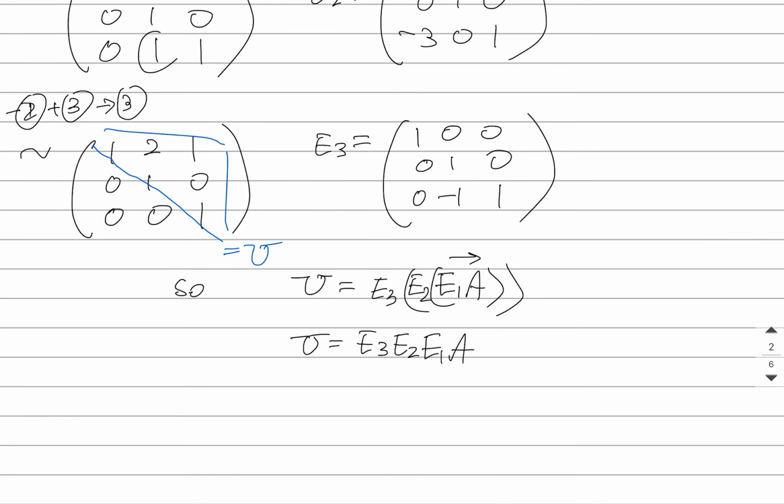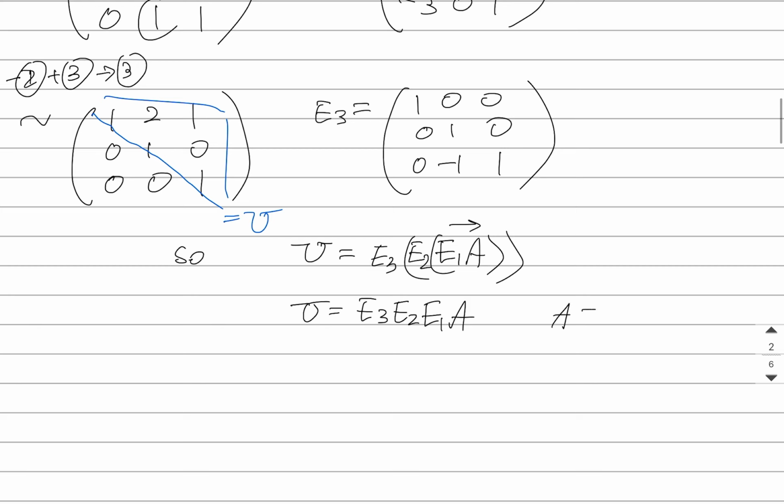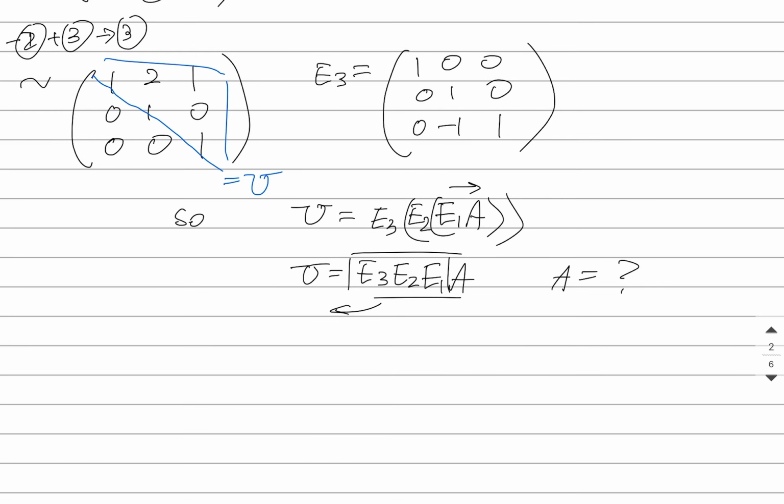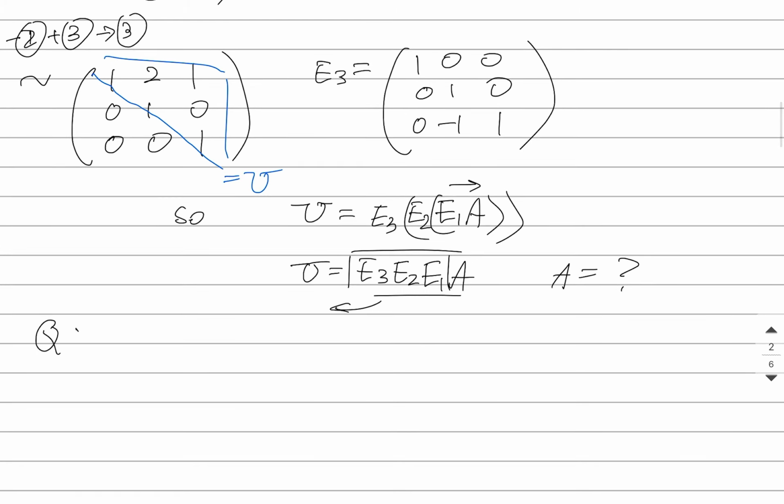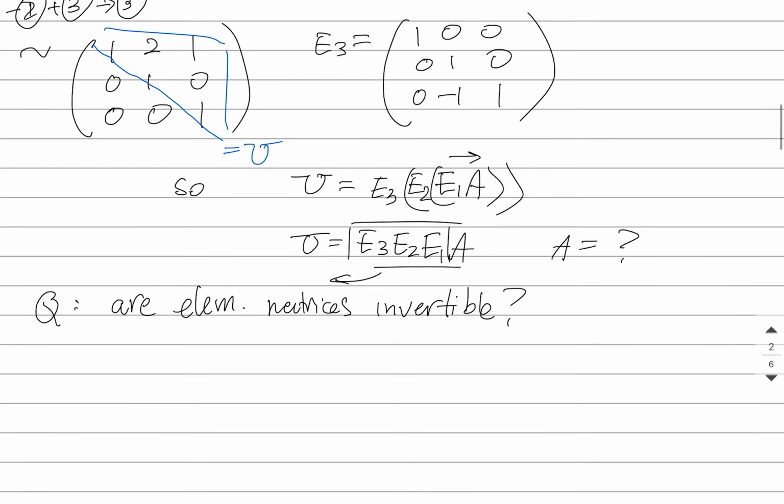Now, this is great, but what we're really after is a representation of A. We want to get the A by itself. So that means somehow we need to move these things over. And this is precisely the job that matrix inverses do. The question we need to answer is, are these elementary matrices invertible? And this has already been hinted at, and you could probably guess, but the answer certainly is yes.